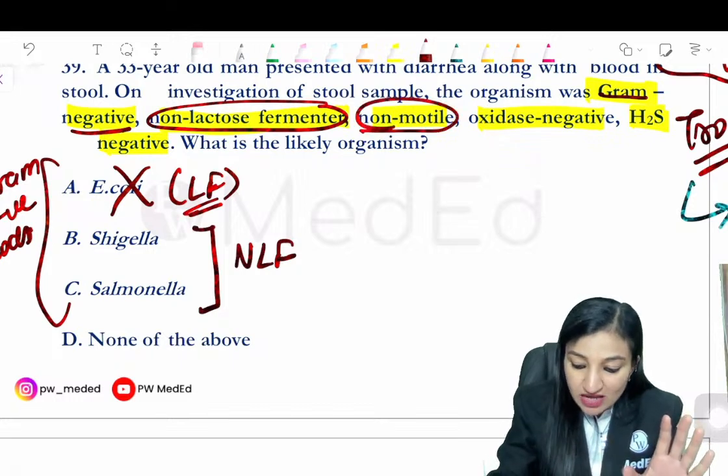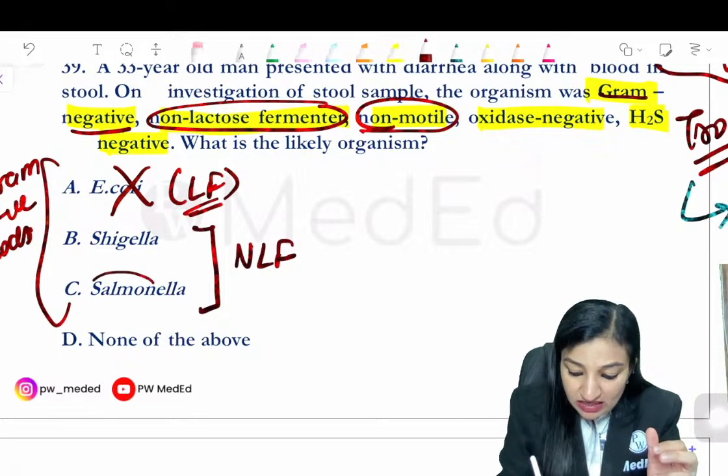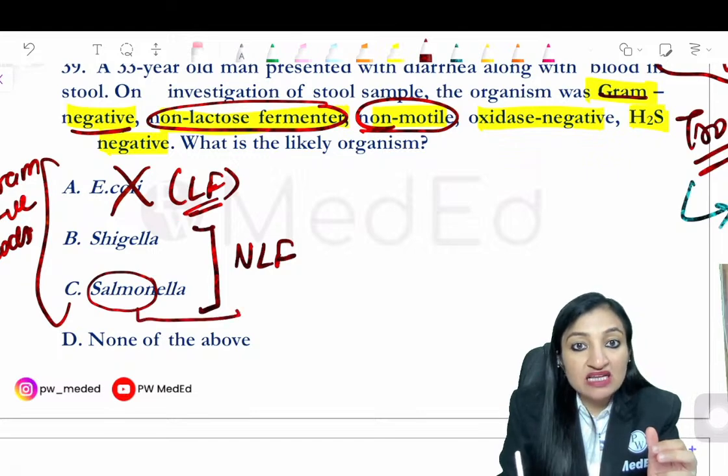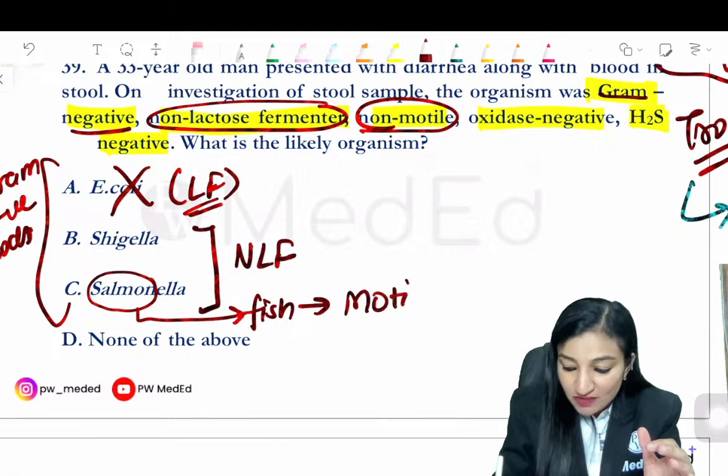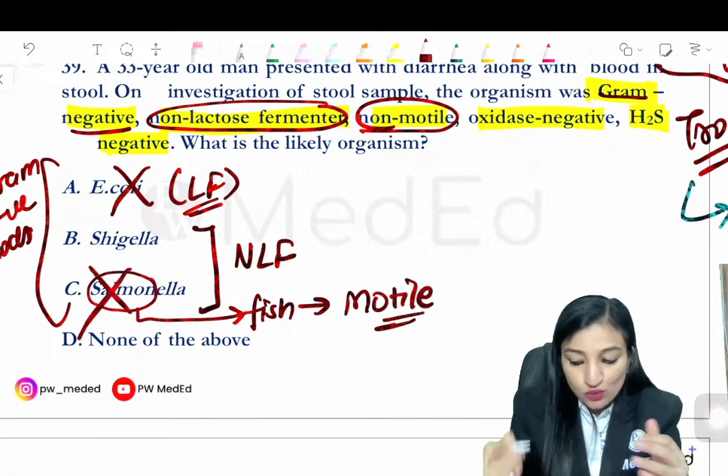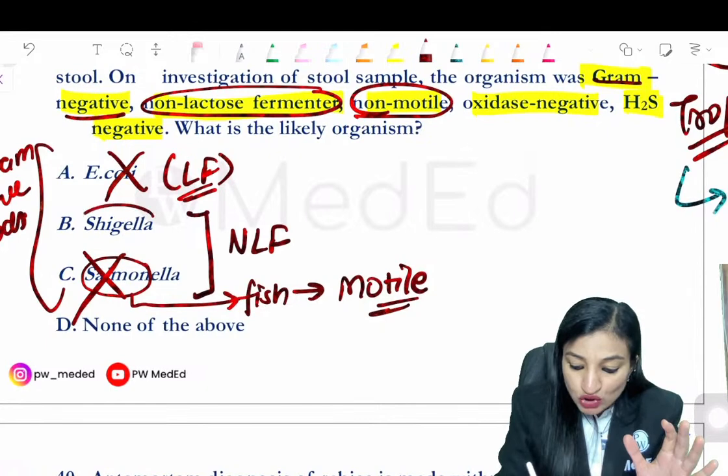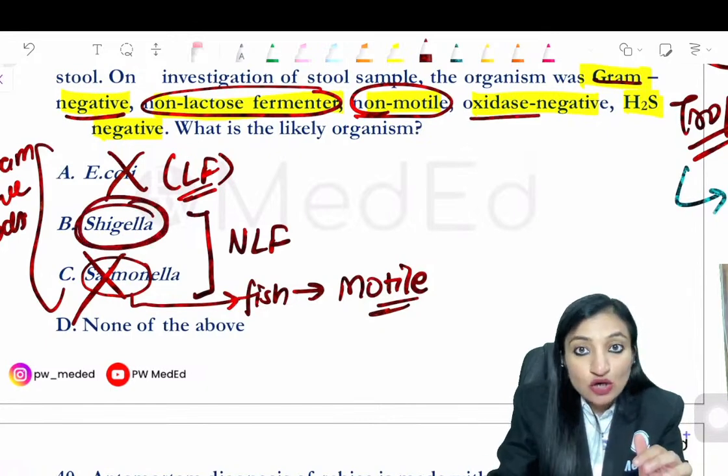Then non-motile. Again, guys, Salmonella: the name itself has got salmon. Salmon is the name of a fish. Fish should remind you that Salmonella is motile. So again, ruled out. All right. So Shigella is non-motile. Now let us see other options.